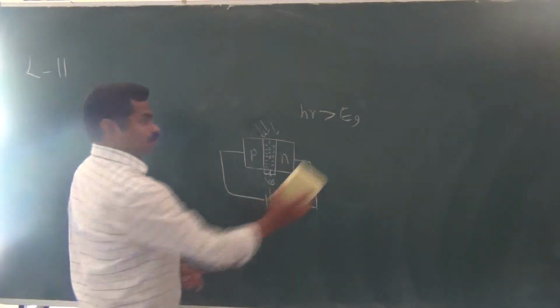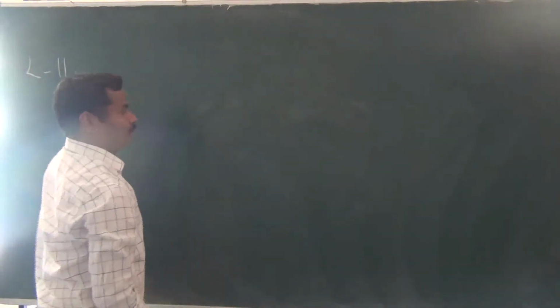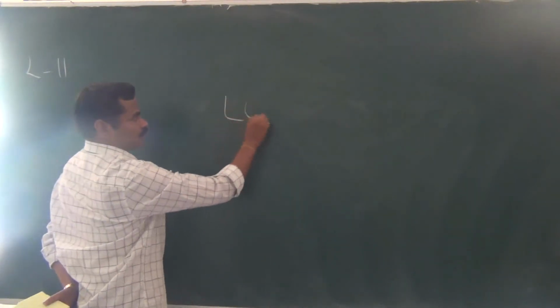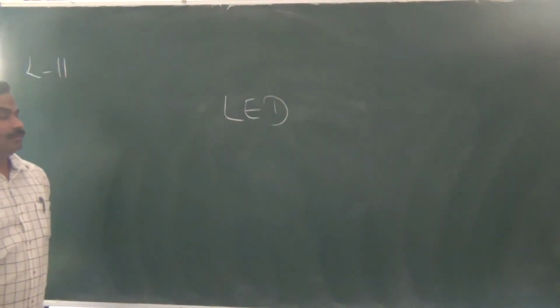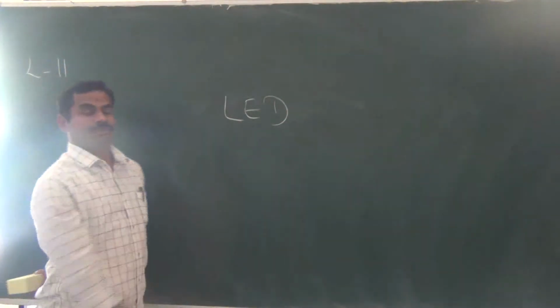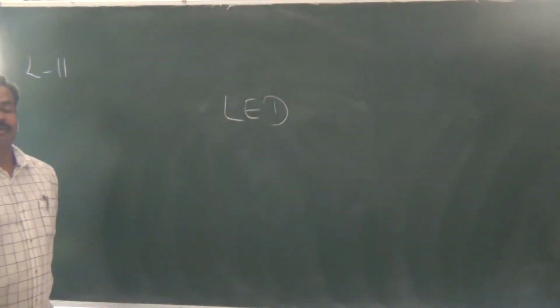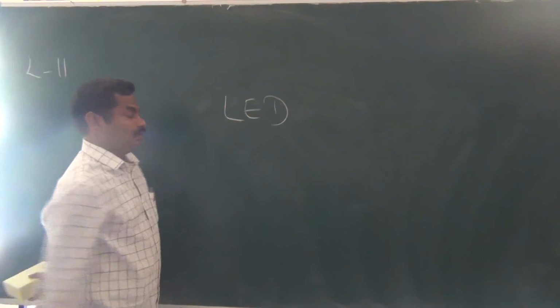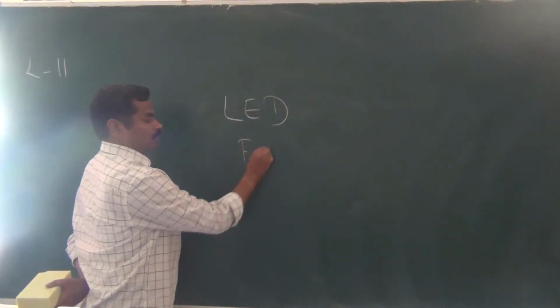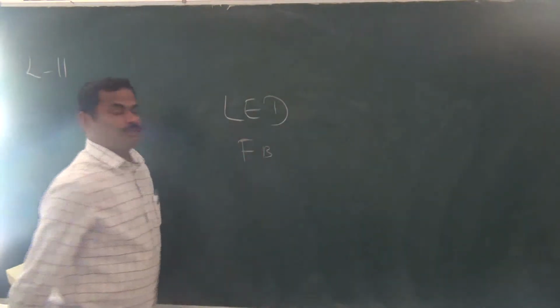Now let us go to the LED. This is called a light emitting diode. We already discussed it in the last class. It is called LED, light emitting diode. The important thing is that it conducts in forward bias. It is a heavily doped p-n junction diode. And it also conducts in forward bias.